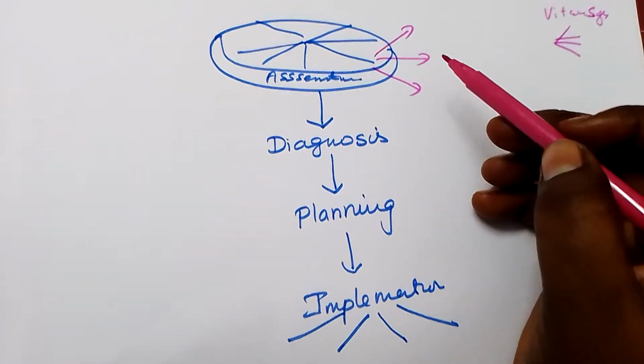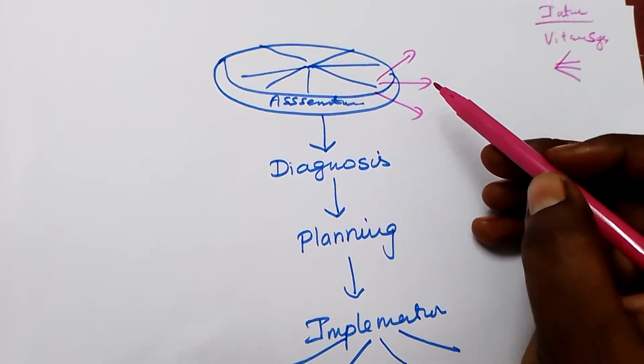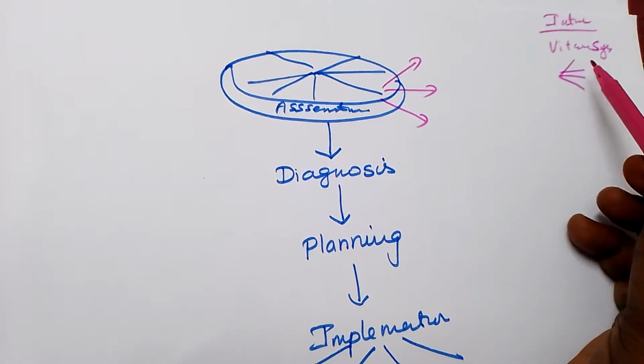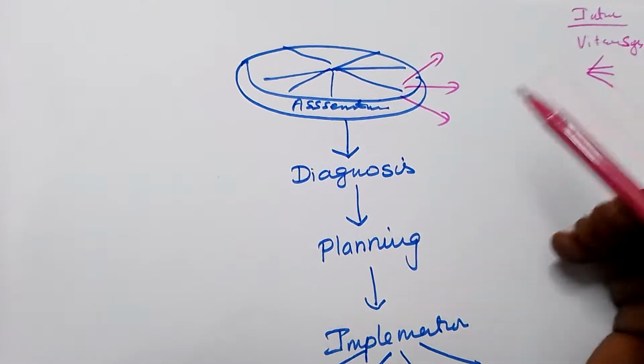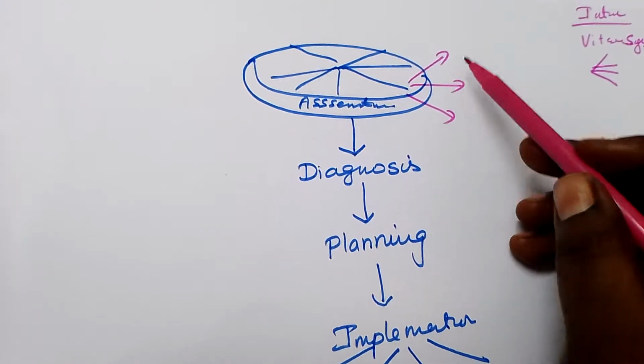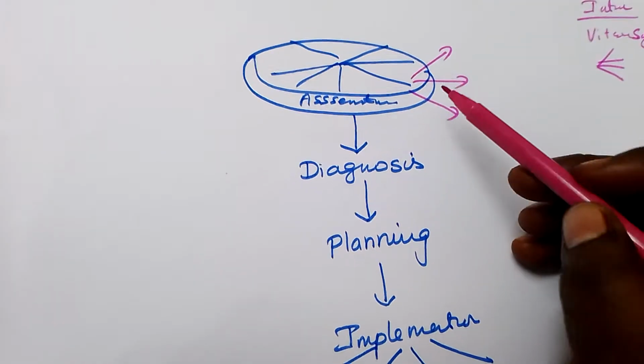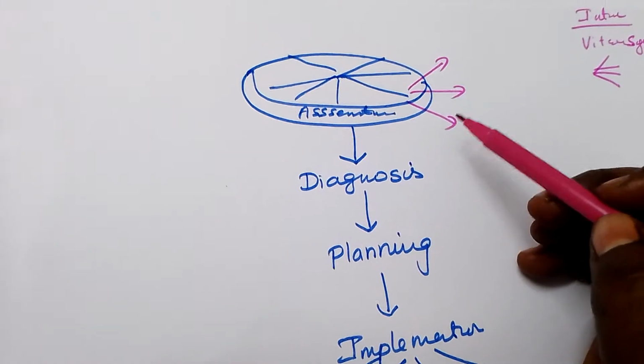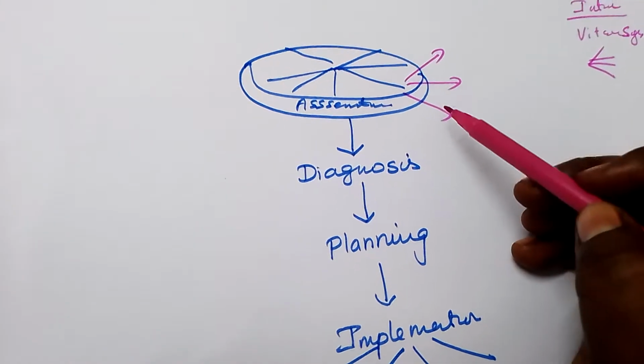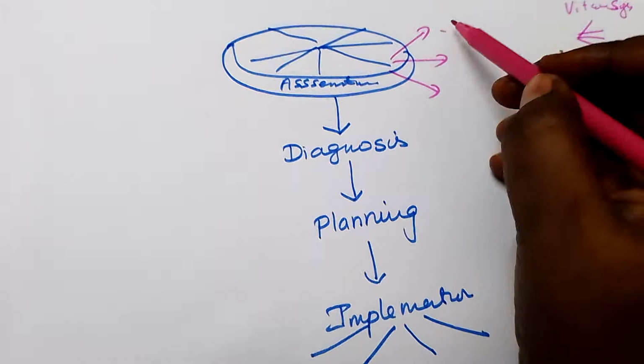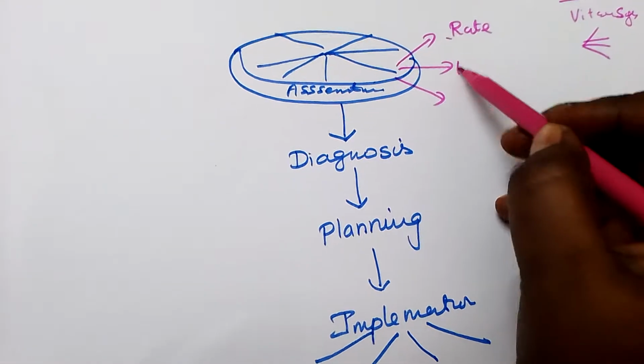So how am I going to measure the community health? This is the individual measurement. I will measure the individual health. This is the community health. How am I going to measure the community health? How am I going to assess the community health? So the community health assessment can be done by rates, ratios and proportions.